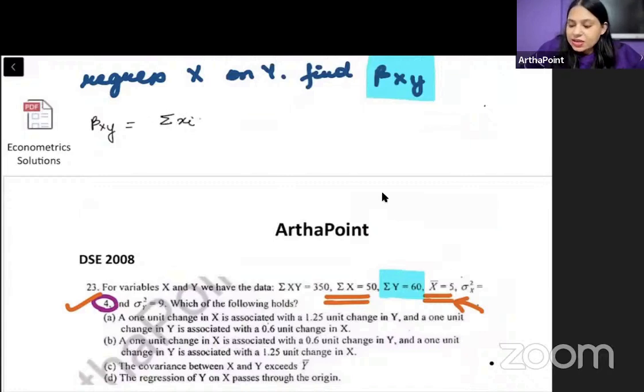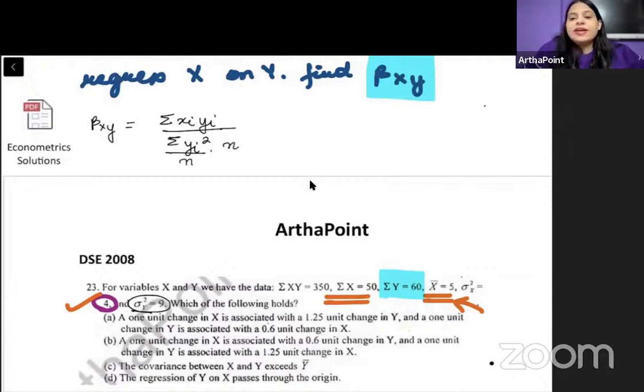Summation xi yi upon summation yi square. You're given variance of y. Convert the denominator in terms of variance. Okay, 5 by 9. Let's check. So I'll convert this in terms of variance by multiplying and dividing by n. Now, if I do this, you see that the denominator has become the variance. So I will get summation xi yi by sigma square y into n.